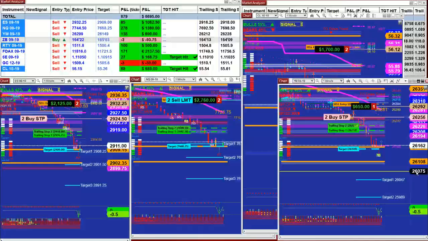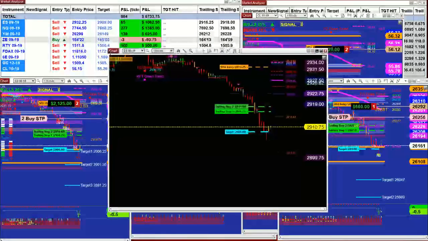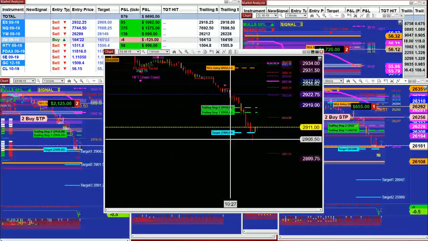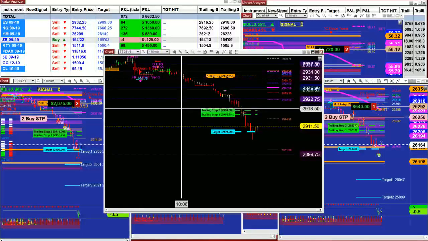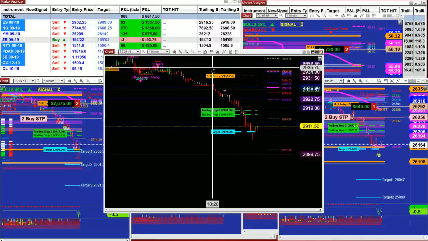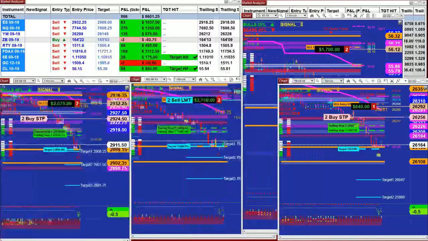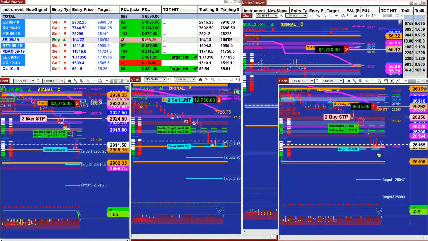Let's see if on the ES we get a pickup and a trade reversal, to give us an early prediction. That will be very nice if we can get an early prediction on that one.